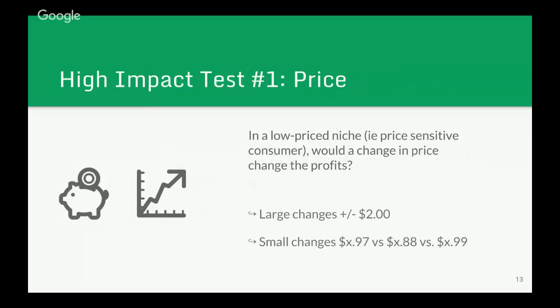So the first one is changing your price. A lot of you can probably guess this, but a lot of people don't think of it as the first thing to test. And there's two different types of price tests you can do. One would be a larger change, like increasing your product price by a few dollars or decreasing it by a few dollars. The other one is testing the decimal places. So instead of ending in 99 cents, you could try 88 or 97 or 93 or whatever. And we've seen both of these make a difference.